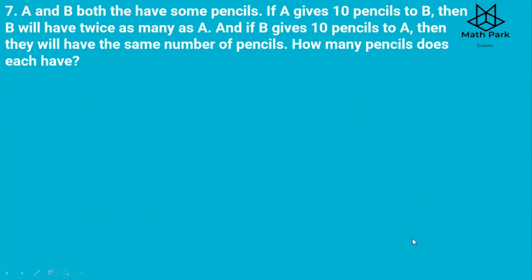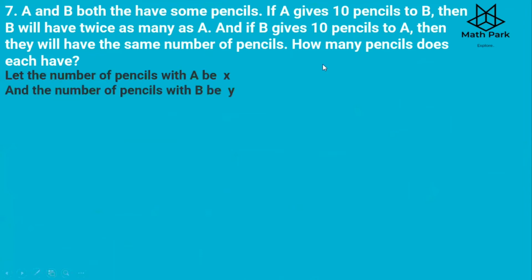Question number 7. A and B both have some pencils. If A gives 10 pencils to B, then B will have twice as many as A. And if B gives 10 pencils to A, then A will have the same number of pencils. How many pencils does each have? It is important to read the question again and again. So first, let us assume the pencils that A has be X and the B has be Y.